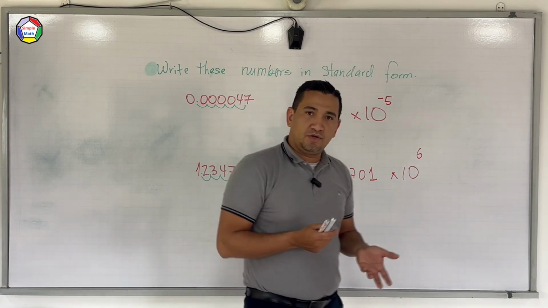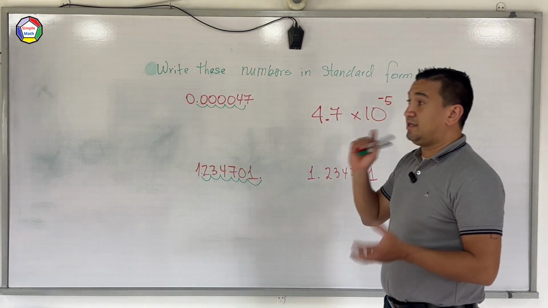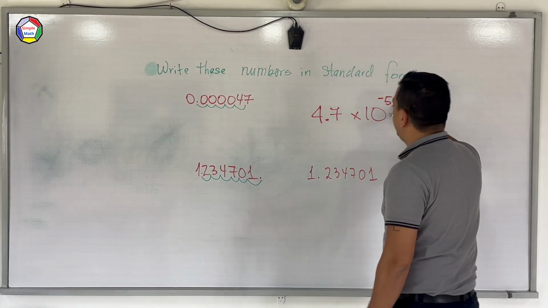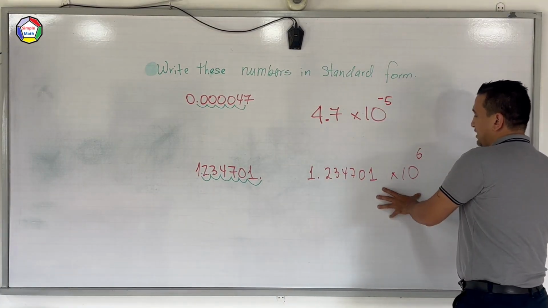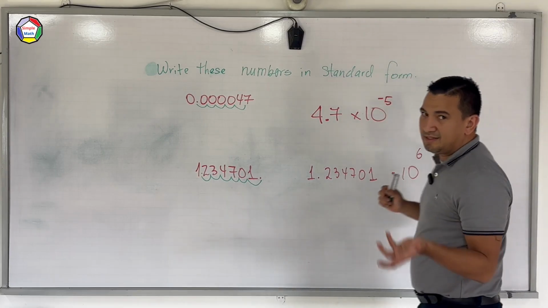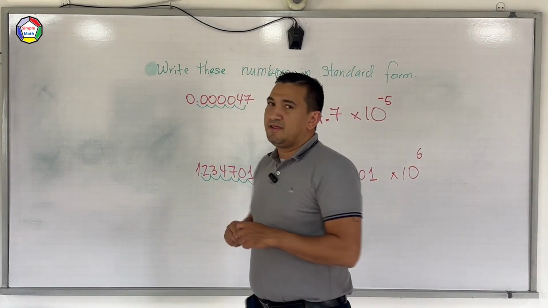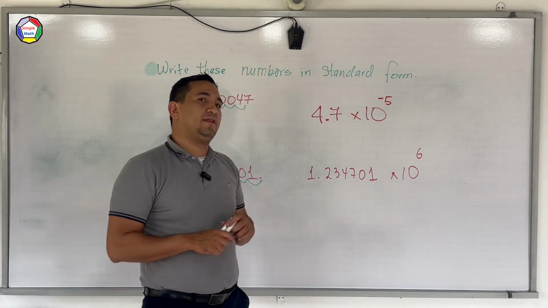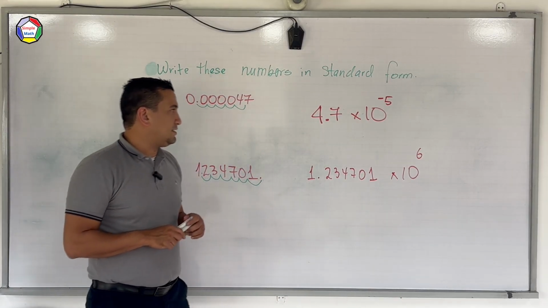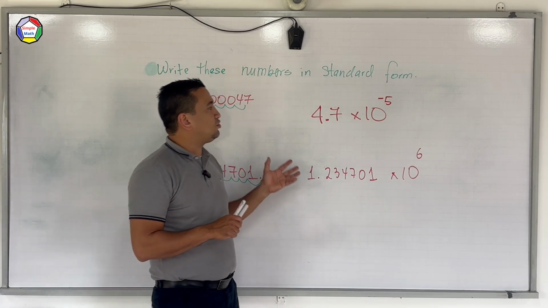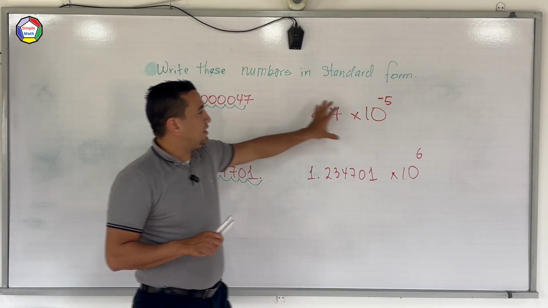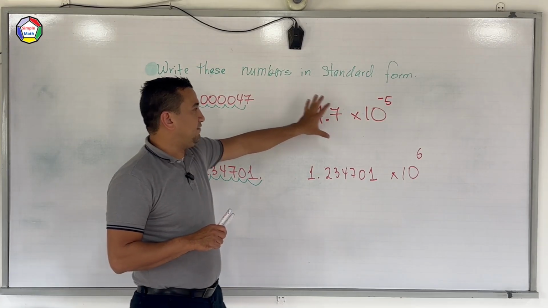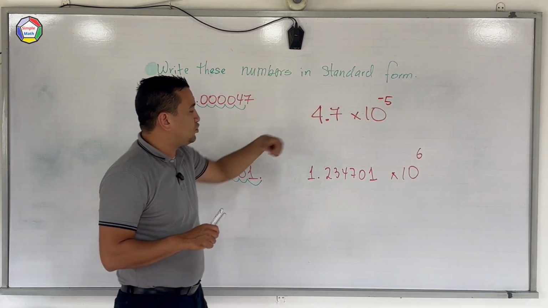Remember, I want you to consider that in all the exercises. If you move the decimal point to the left, the exponent is negative. If you move the decimal point to the right, the exponent is positive. I think I will call this video example number 2. In the first example, I will teach you how to convert a number written in scientific notation or standard form into an ordinary number.